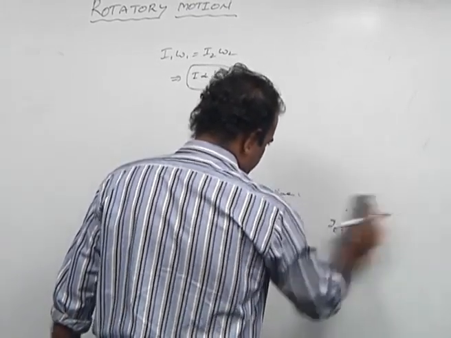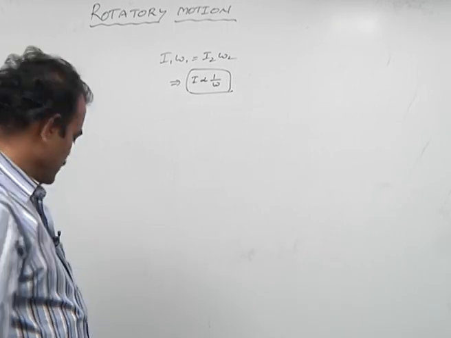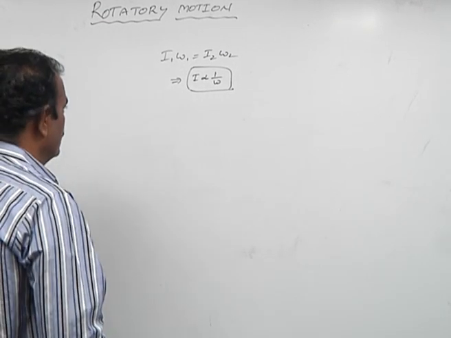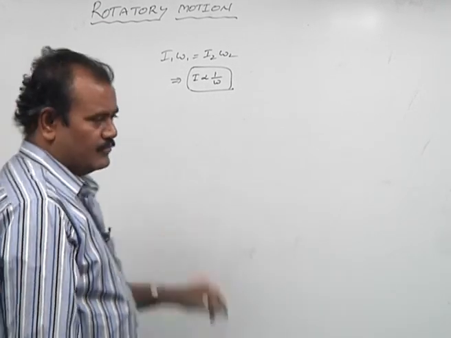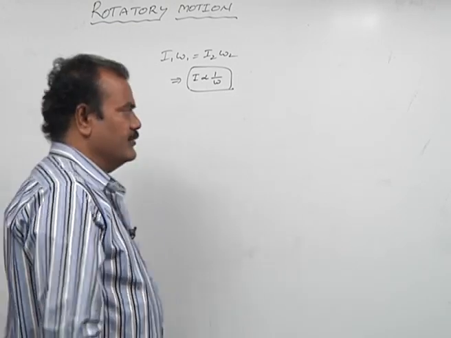Now, there are so many problems based on this conservation of angular momentum, and we will discuss those problems also. After that, we are coming to the energy of a rolling body.